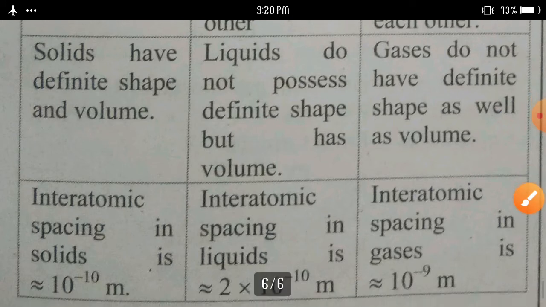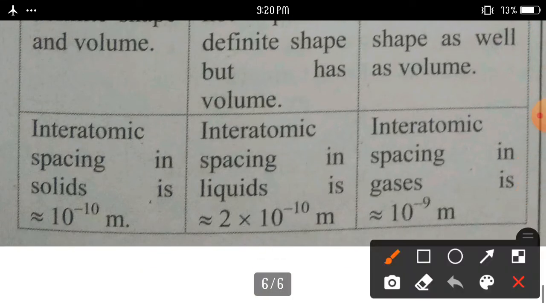And last point: interatomic spacing in a solid is nearly 10 raised to minus 10 meters. In a liquid, interatomic spacing is nearly equal to 2 into 10 raised to minus 10 meters, and in gases, interatomic spacing is nearly 10 raised to minus 9 meters. This is the distinction between solid, liquid, and gases.